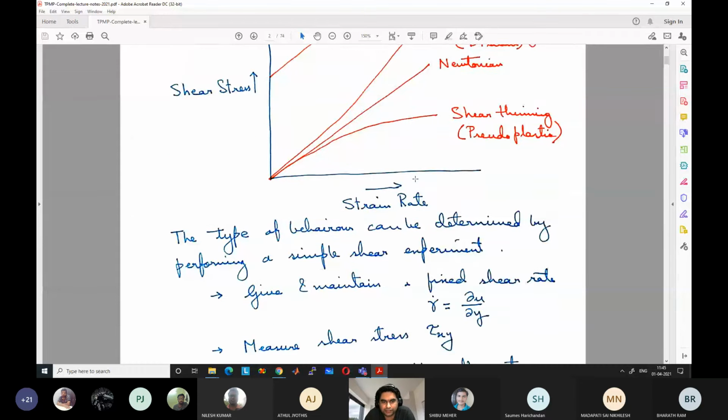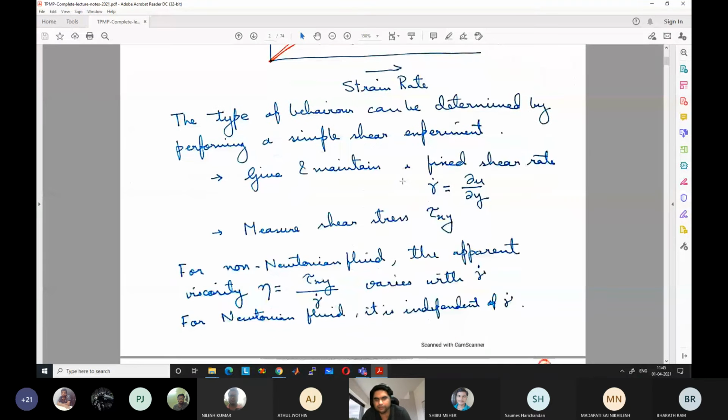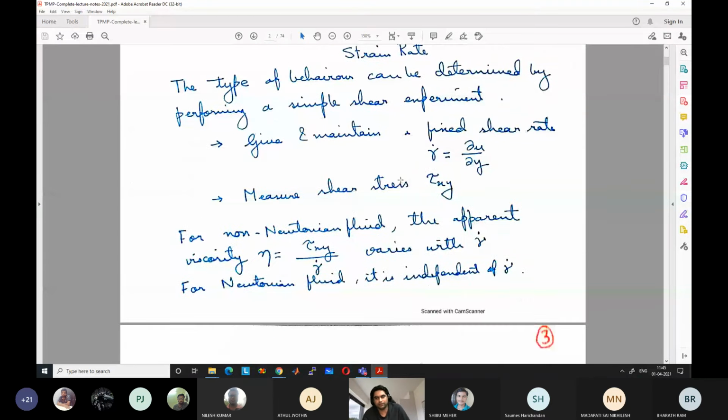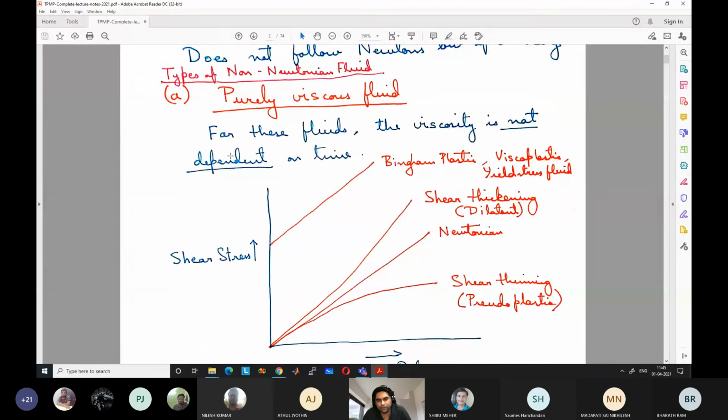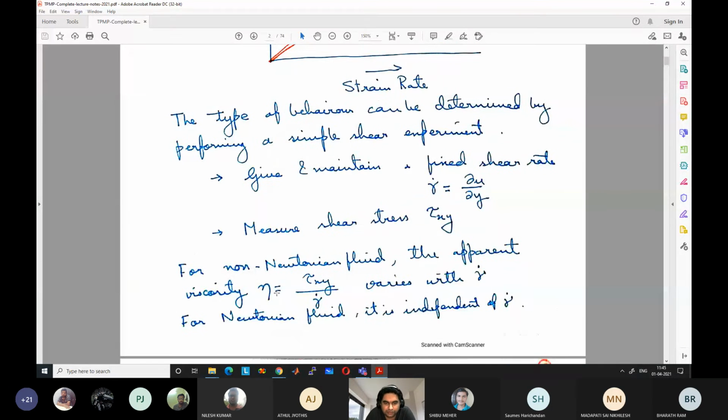So we can define eta as tau xy by gamma dot, where gamma dot is the deformation. We will come to all these technical terms in one or two classes. What are these in terms of velocities? All this can be described in terms of velocity gradients. For a Newtonian fluid, apparent viscosity is independent of strain rate.